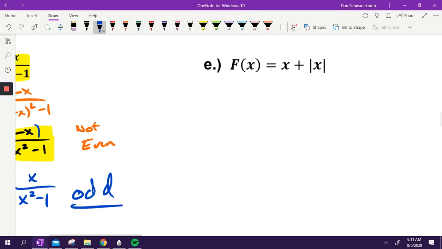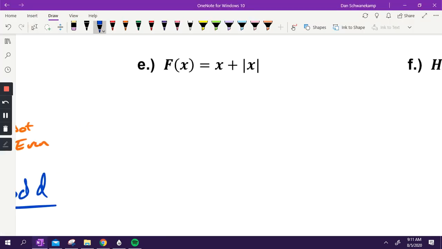Let's do another one. Try your next one on your own. See if you can figure out what E is without me helping you. Show me with your fingers. 2 if you think it's even, 3 if you think it's odd, bird if you think it's neither. I'm seeing odds and neithers. Let's decide which one it is, odd or neither. You guys didn't say it was even, so let's make sure that that's true.